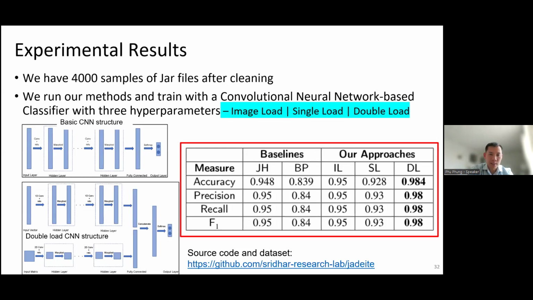If you can see here, we have this basic one, and we have a single lot CNN structure, and we have a double lot. And if you see here, we compare our method with other approaches. You see our method outperforms. For example, here it's 98.4% compared with other baseline methods that have a similar thing. All right.